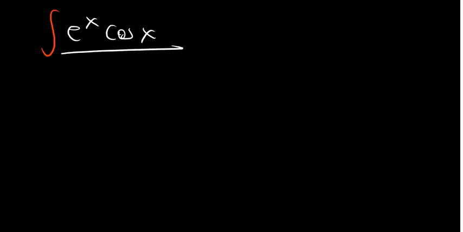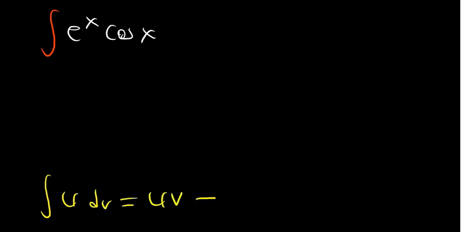So how do we integrate e to the power x and then cosine of x? As you can see, you can't use integration by substitution. So integration by parts is the method we're going to use, because we can't use partial fractions either. As we know, the formula is the integral of u dv is equal to uv minus the integral of v du. So in this case our u will be that, our dv will be that.